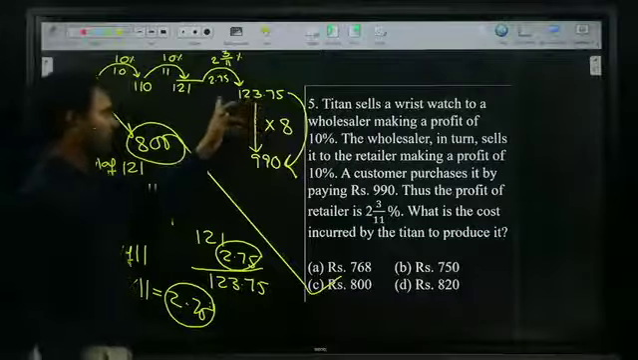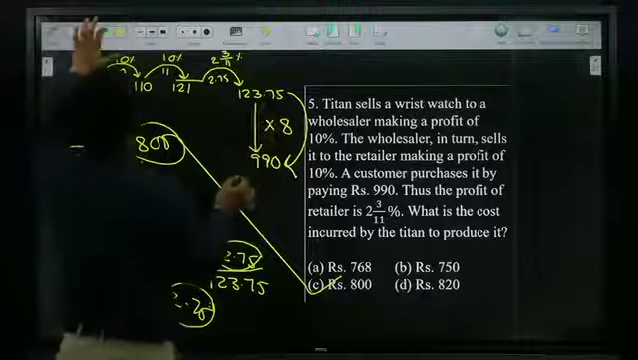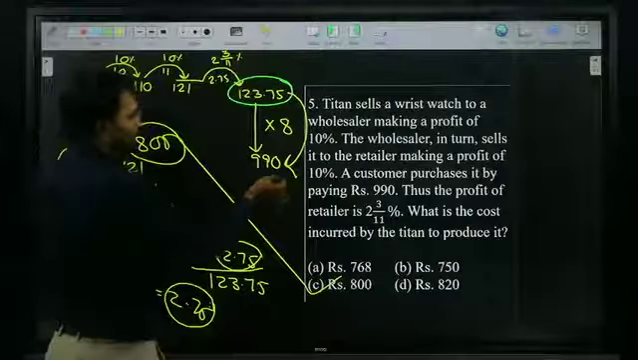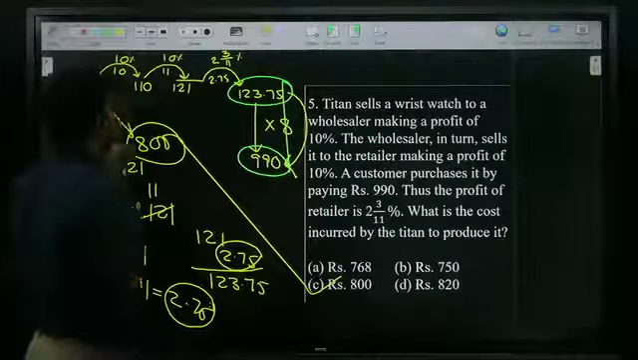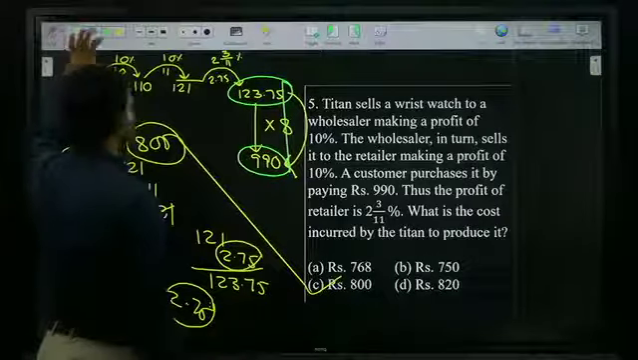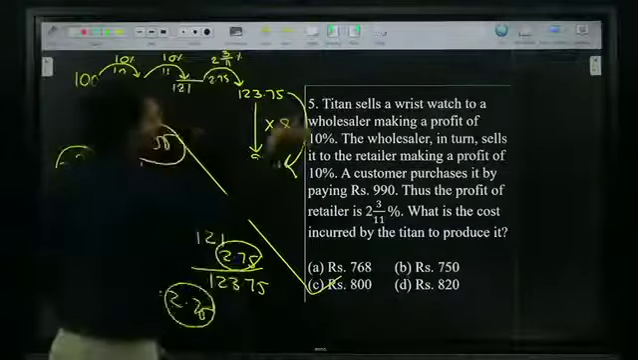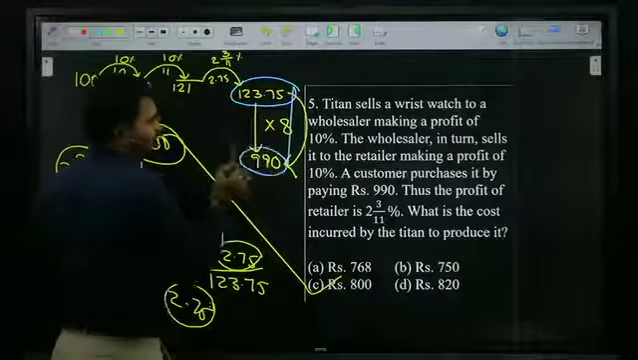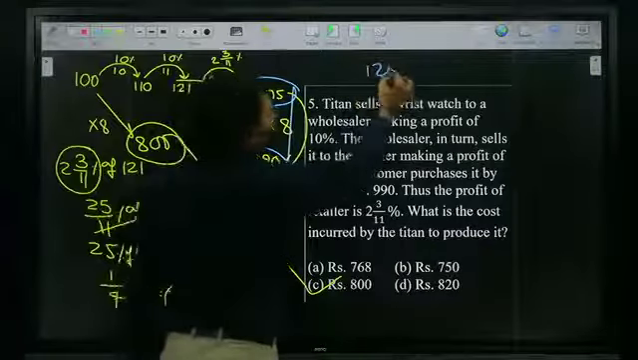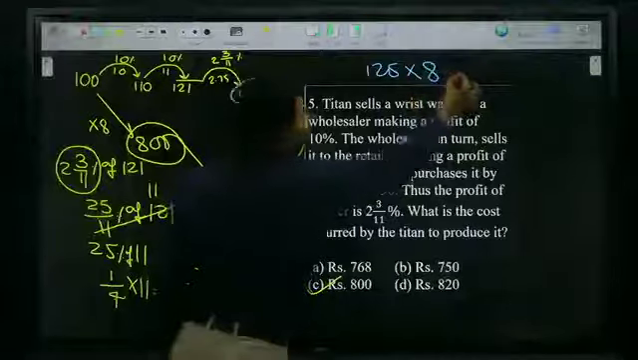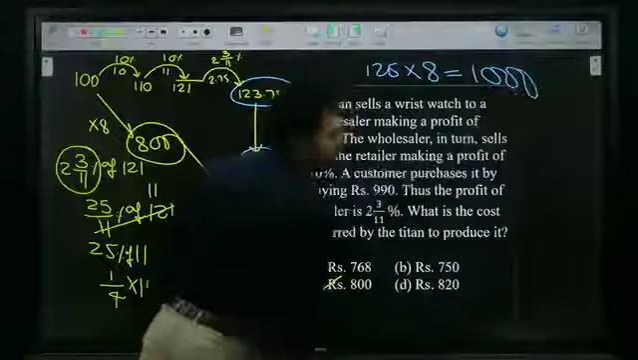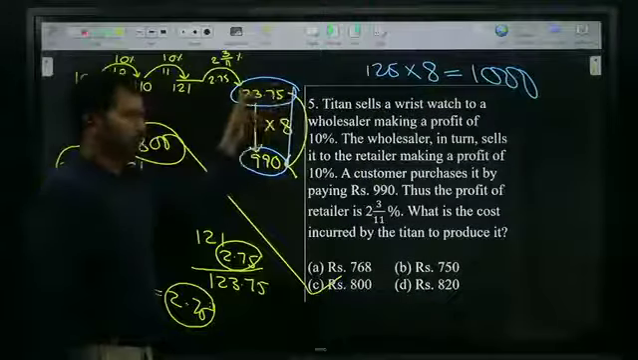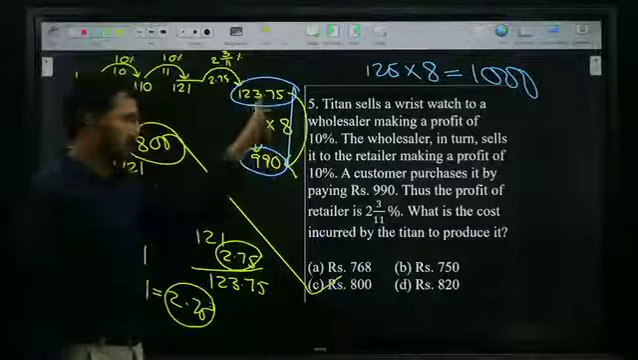So 123.75 is approximately 125. This is approximately 125, and that is approximately 1000. Look at me, all of you. 125 8 times is 1000, so it goes exactly 8 times.